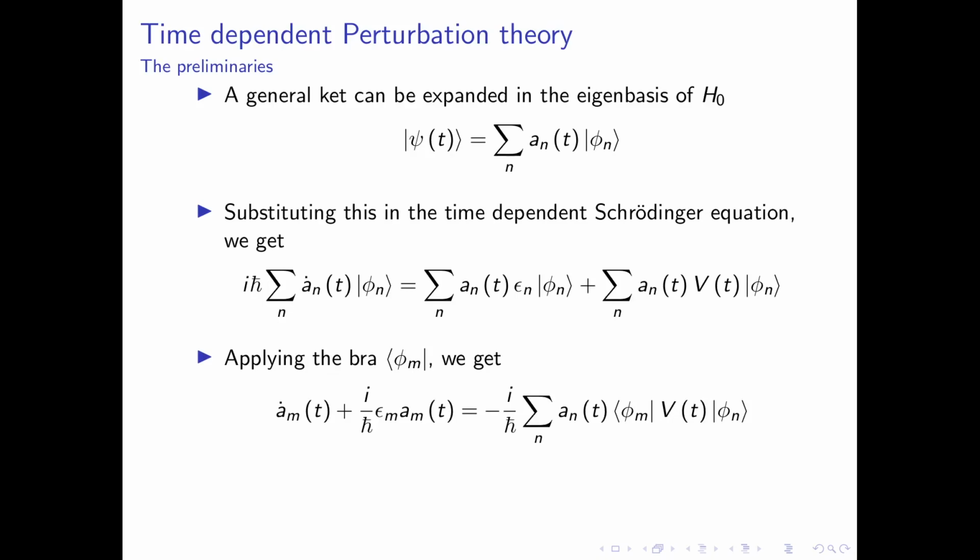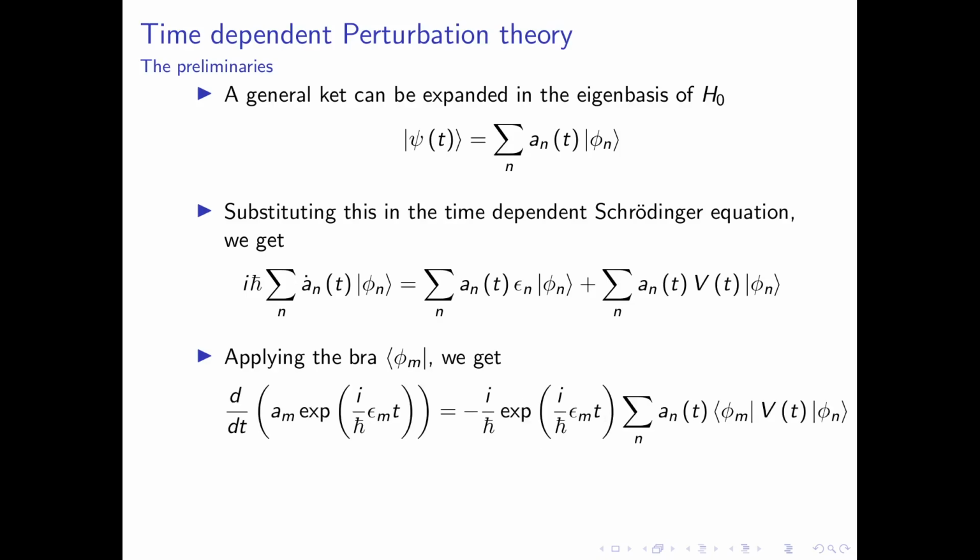If you look carefully at the term on the left, it is crying out for an integrating factor, e to the power i by h cross epsilon m t. And if you multiply through both sides of the equation by that, the left hand side becomes a total time derivative, d/dt of am e to the power i by h cross epsilon m t. Now, this suggests that what we can do is change our variables am to a new set of variables. The coefficients am change to the coefficients cn, or in general an changes to cn, where cn is given by an e to the power i by h cross epsilon n times t.